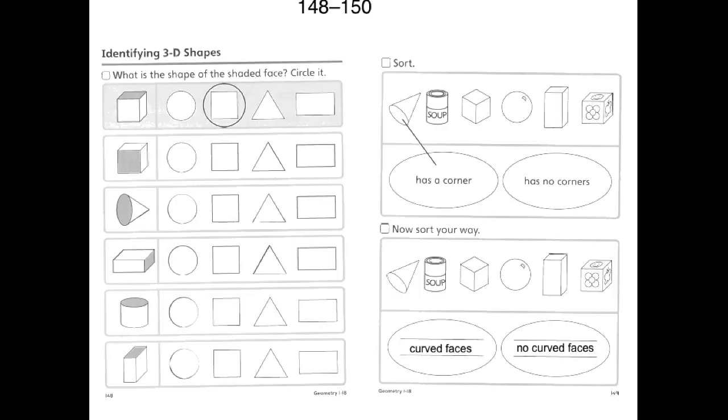Okay, 3 pages today. All of these 3D shapes have one of the faces colored in. You have to circle what shape is the colored in face. So this is a square. What shape are all of the colored in ones? Then on the other side you have to sort. At the top they've picked for you. Has a corner, has no corners. So this one, yes, has a corner. This is a cylinder, has no corners.